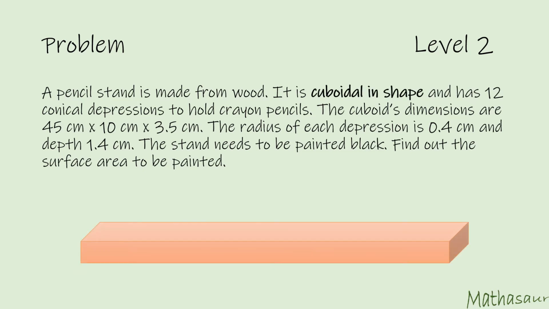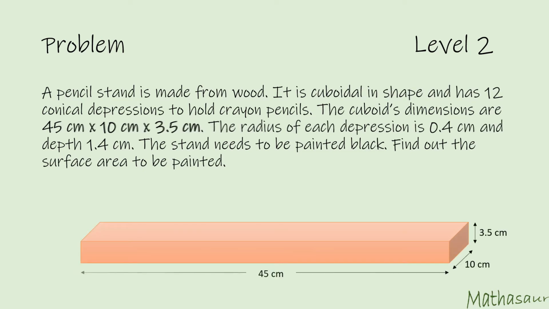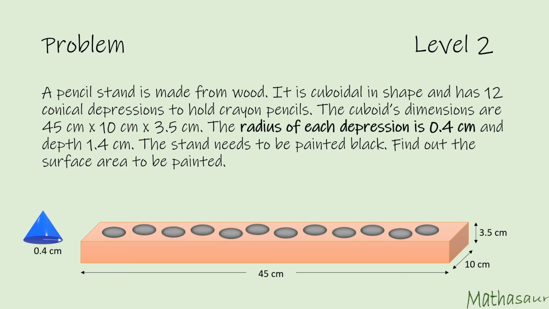Let us draw the diagram. We are given a cuboid and its dimensions. Now, we are going to make conical depressions in this cuboid. We must note that while painting the cuboid, we would not be painting the circles anymore. However, there is a conical depression in place of the circle. So, we would be additionally painting the curved surface area of this cone. We are also given the radius of this cone as 0.4 cm and its height as 1.4 cm.